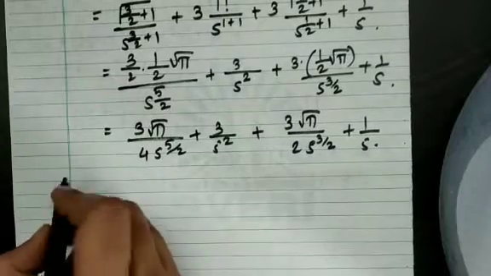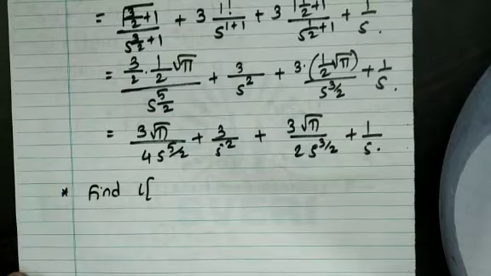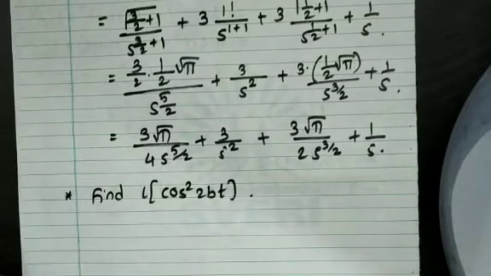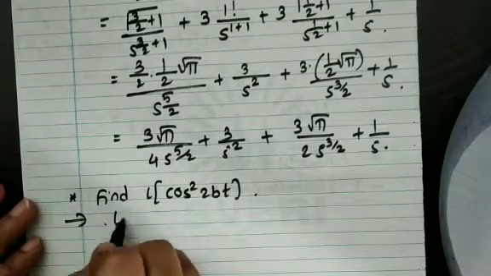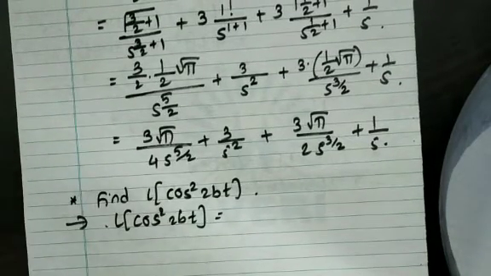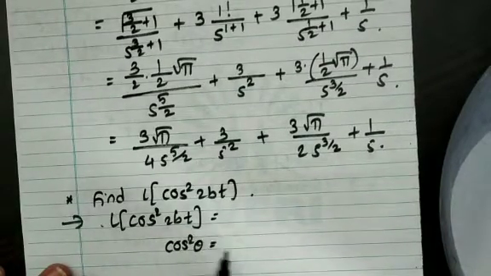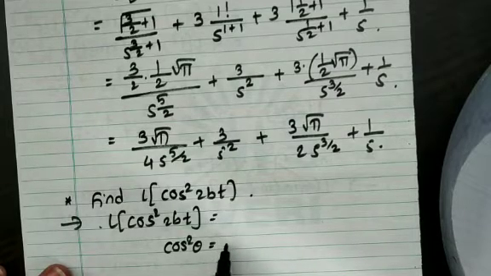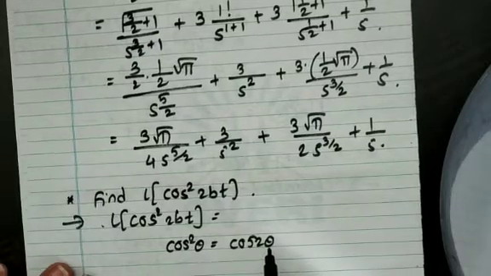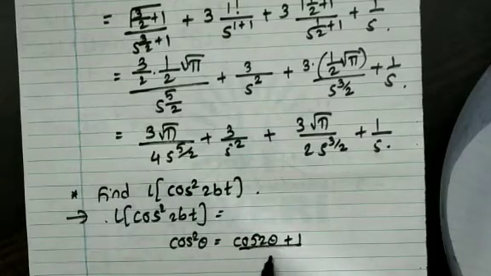We'll take the next example. Find the Laplace transform of cos square 2bt. As it is cos square, and we have a formula for cos only, we'll try to write it in terms of cos or sine. We know one formula: cos square theta is nothing but cos 2 theta plus 1 upon 2.